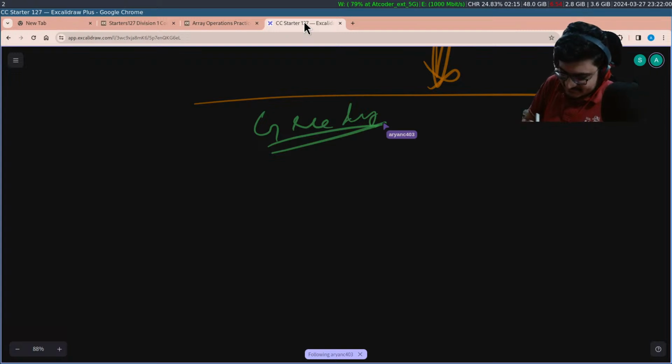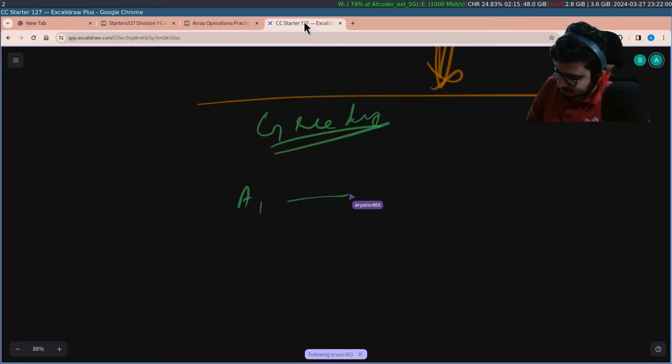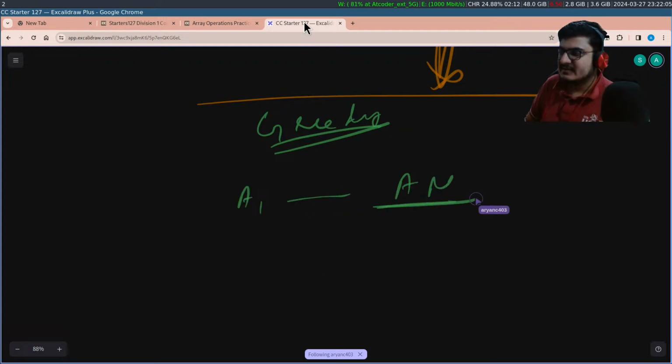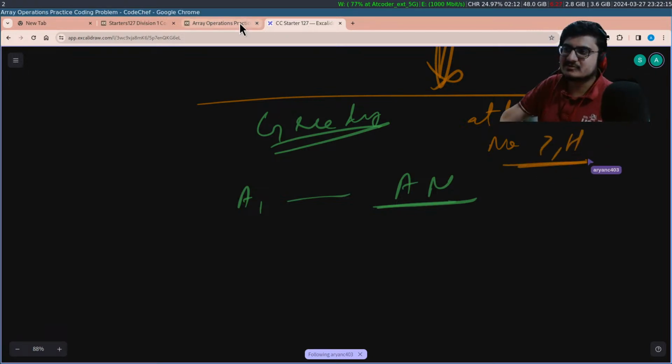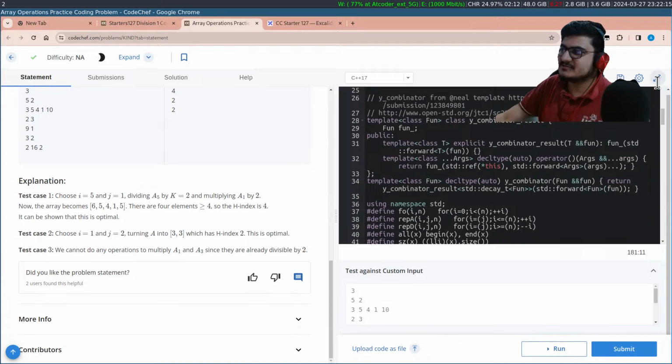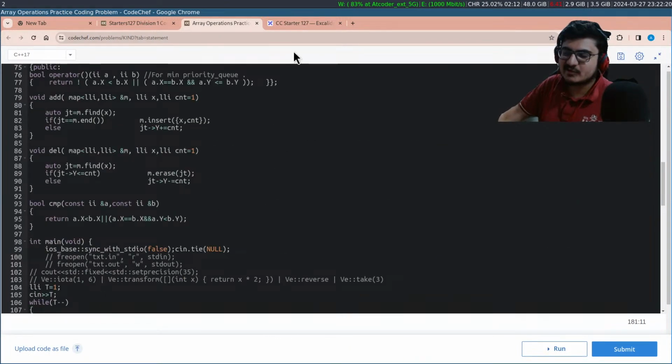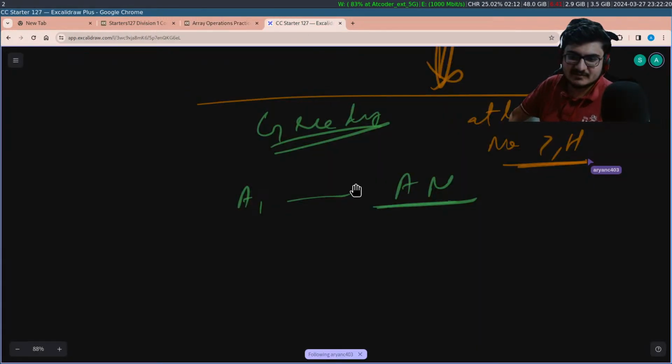So first, let's say we have numbers A. If we don't do any operations, let's say we want to make at least h numbers greater than or equal to h. This is our black box, which will say yes if it's possible to make at least h numbers greater than or equal to h, otherwise no. And we can call this black box again and again to do the binary search.